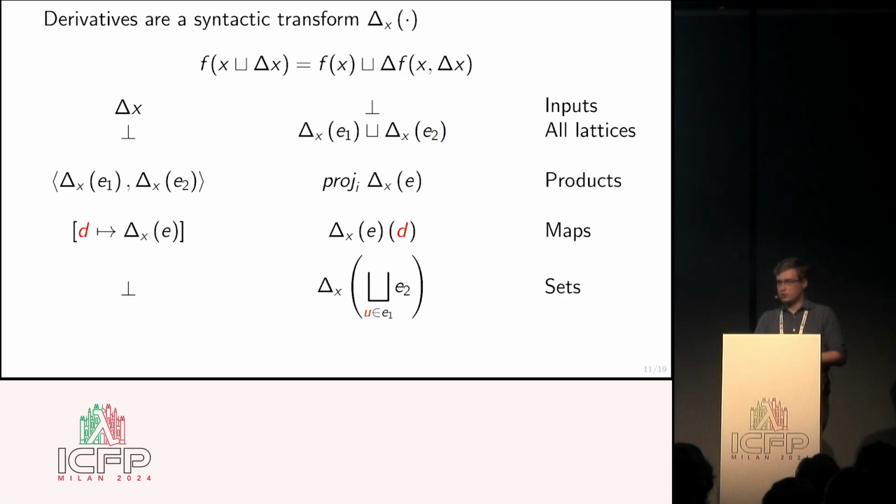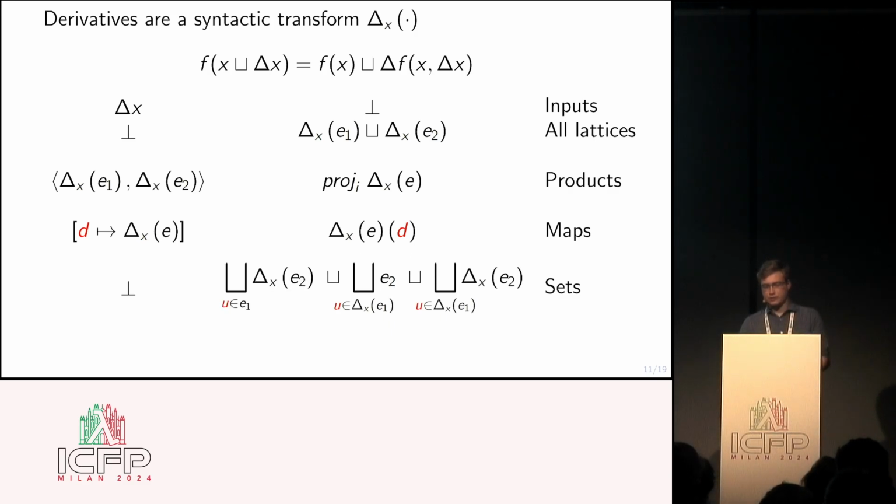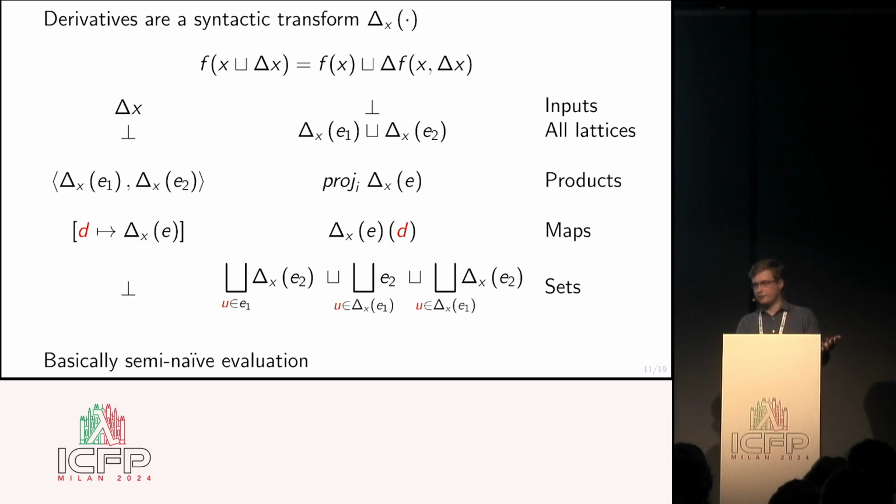And big joins are the most complicated case because either E1, the set that we're doing like a for loop over, can change, and the inner piece, E2, can change. So the derivative ends up giving us 3 big joins, one where we explore the old things that we're looping over under the new change, and then 2 where we're exploring the new change under both the old and the new. So this is basically like semi-naive evaluation, which you'd find in Datalog.